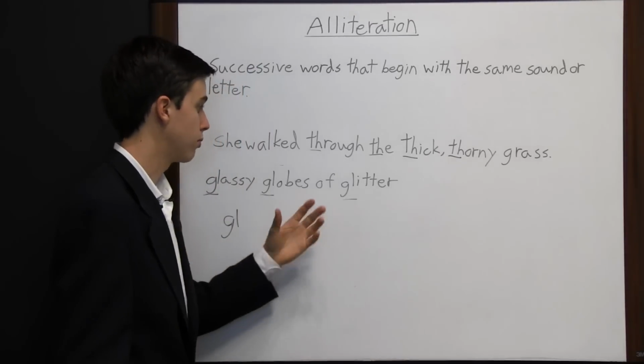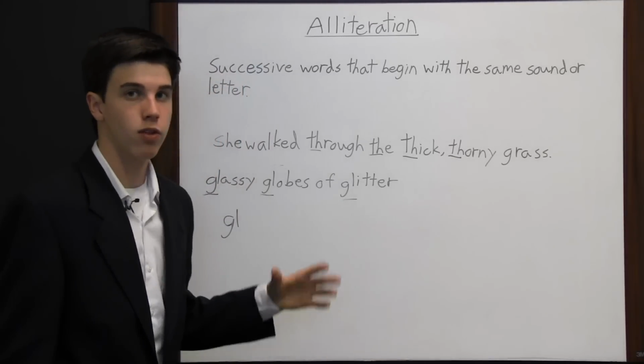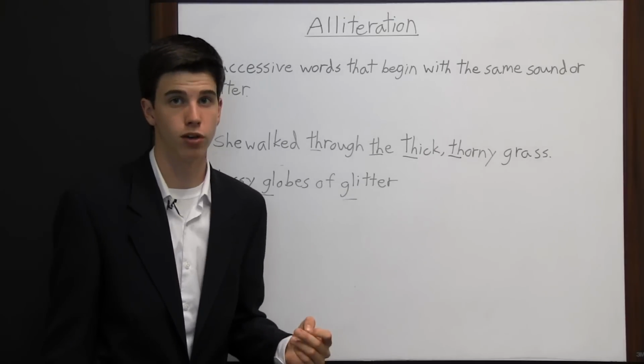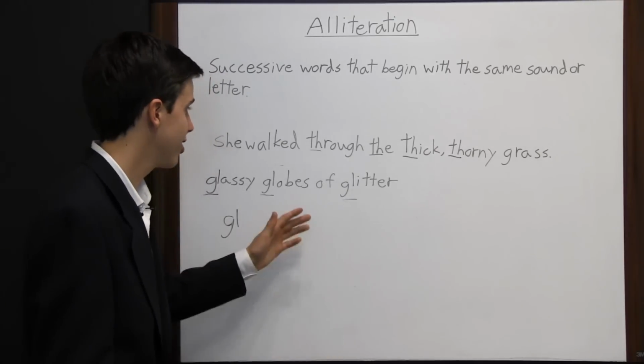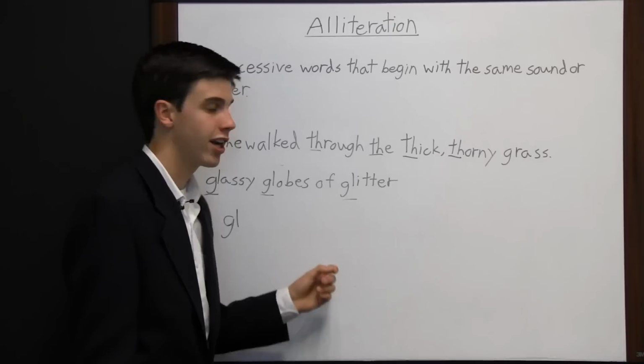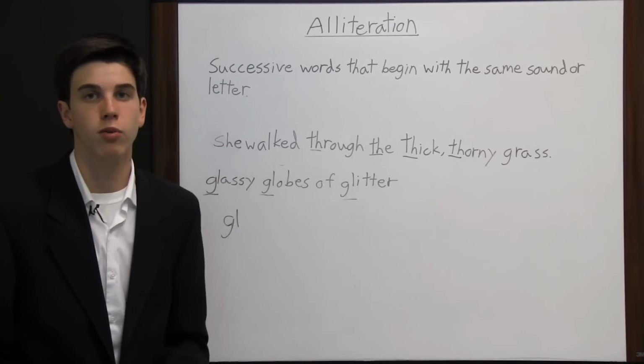But if you're talking about how beautiful something is, then the words describing it should also sound beautiful. So the writer could still use an alliteration, but they should pick letters or sounds that sound better when they are repeated.